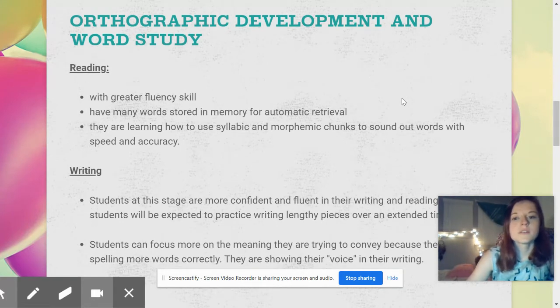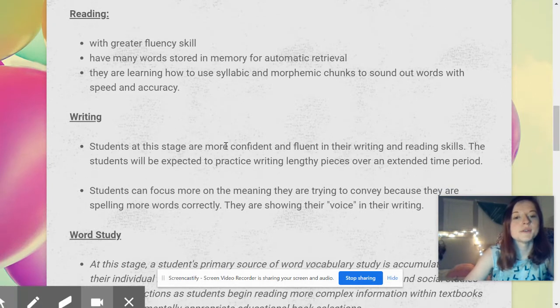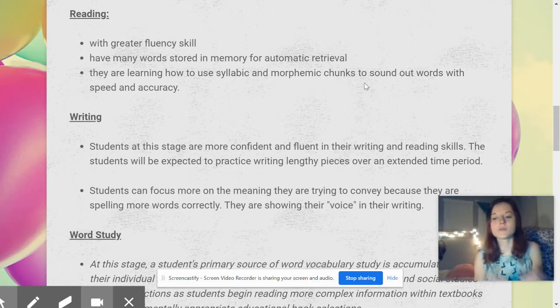In the orthographic development areas, starting with reading, they're going to have greater fluency and skill, have many words stored in their memory for automatic retrieval, such as high-frequency words or basic words that they learned in the previous stages, and they're using syllabic and morphemic chunks to sound out words instead of just single letter sounds.